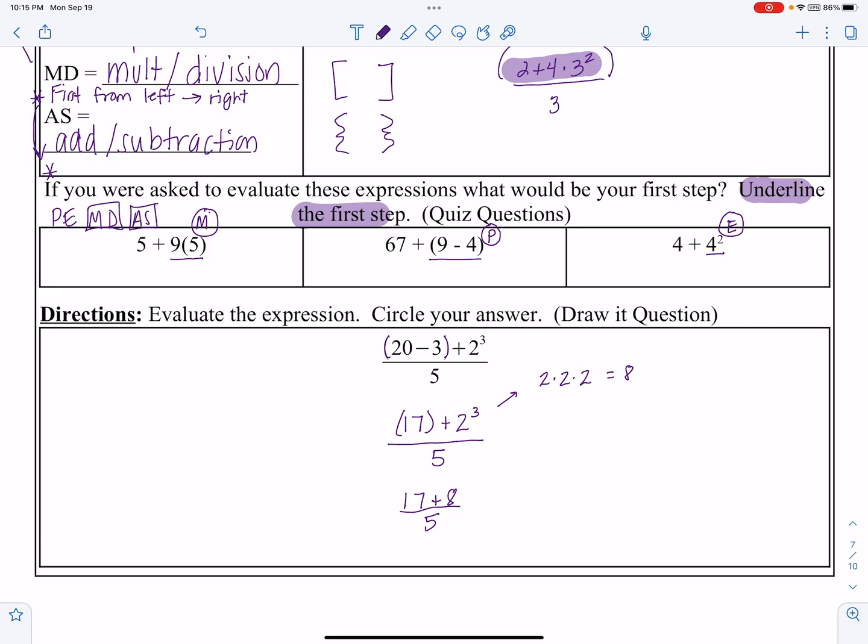So you have 17, 27, 26, 25. Now we have 25 over 5, and I can finally solve, and I get 5. It does say to circle your answer, so there we go, and we are solved. So there's your review of order of operations.